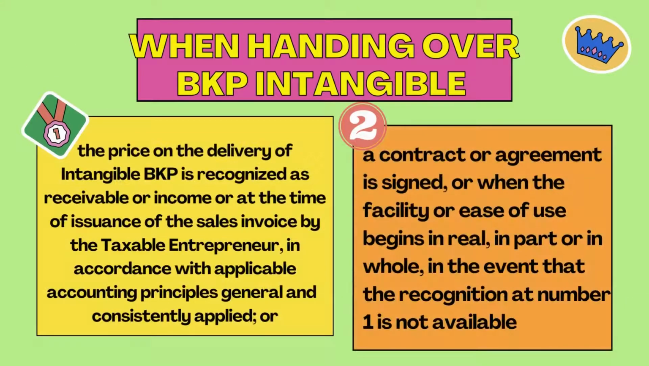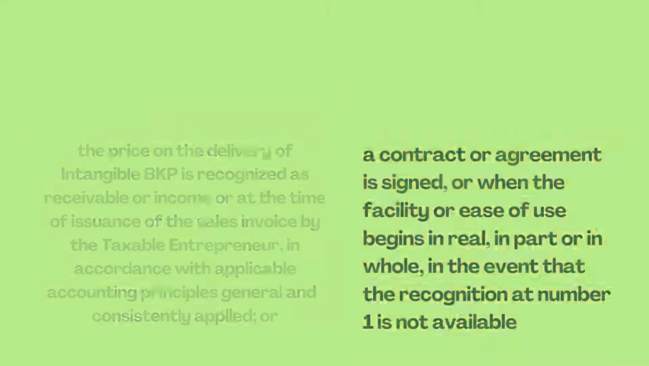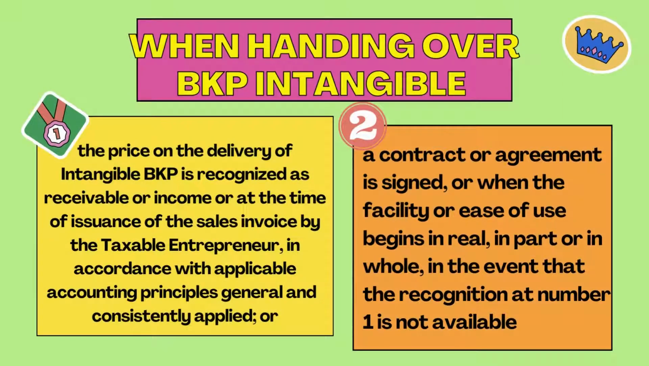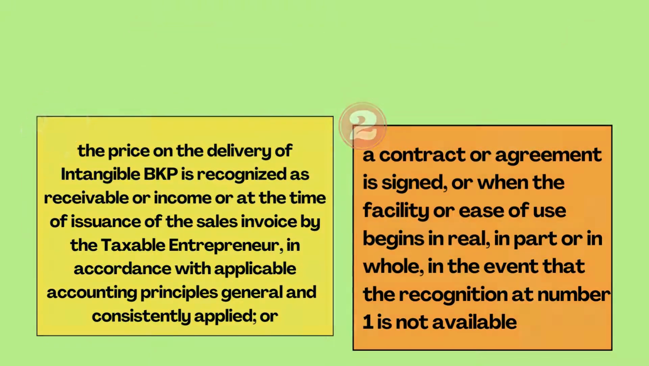So the next is when handing over intangible BKP. First, the price on the delivery of intangible BKP is recognized as receivables or income, or at the same time of issuance of the sales invoice by the taxable entrepreneur, in accordance with applicable accounting principles generally and consistently applied. Or second, a contract or agreement is signed, or when the facility or the use begins in real terms, in part or in whole, in the event that the recognition at number 1 is not available.